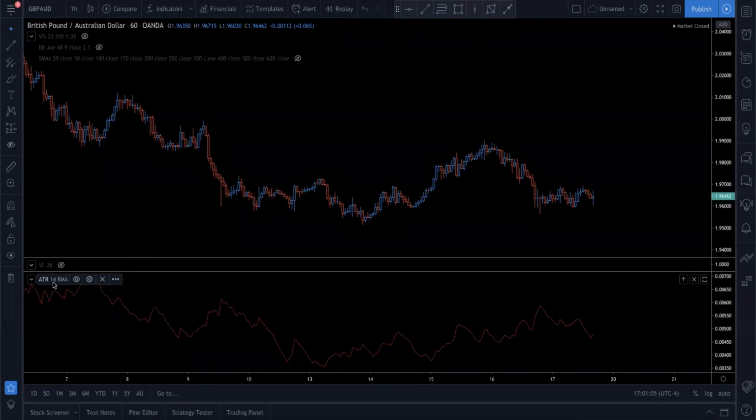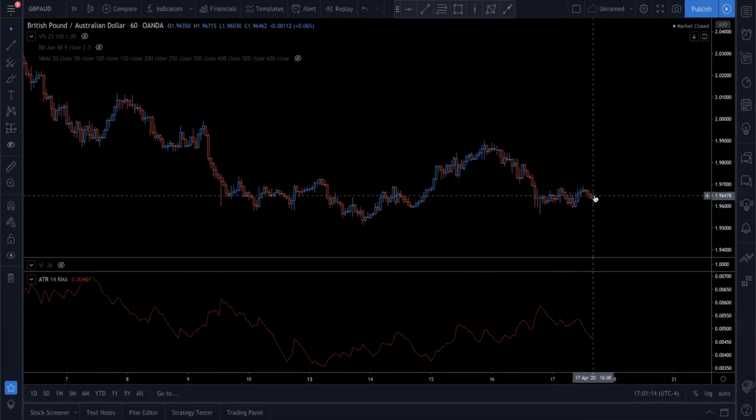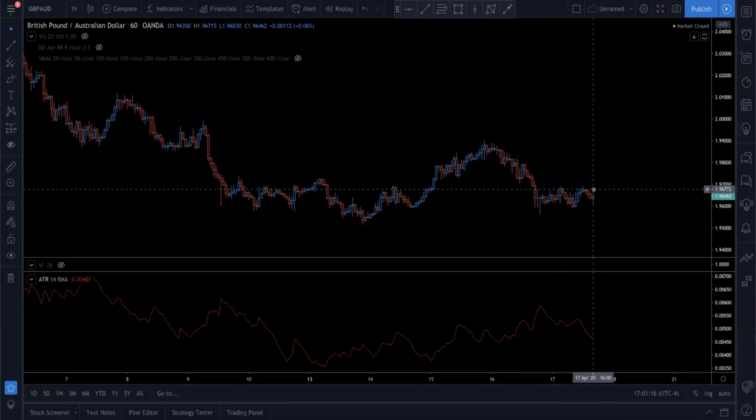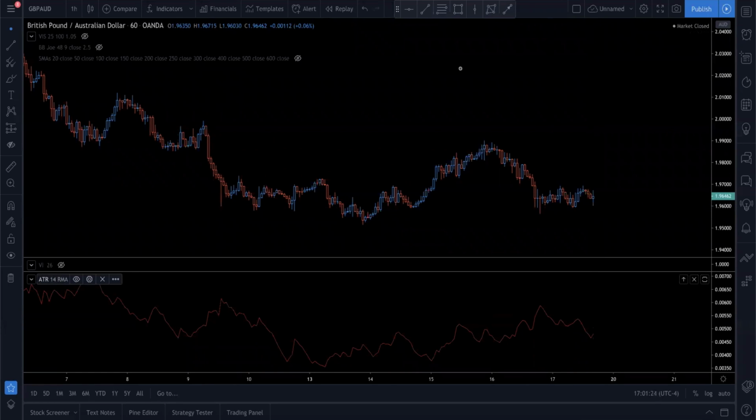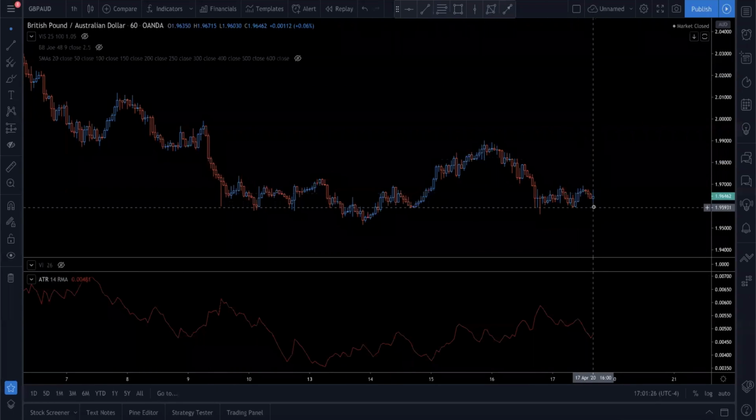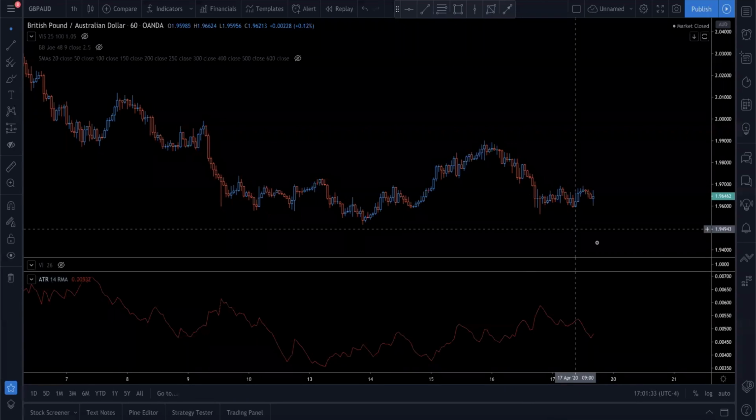So in this case, it's a 14, which is a standard setting for most oscillators. It is going to give us the average range of how much movement we had from top to bottom, from high point to low point of the life of that candle for the last 14 candles. So we're getting basically the average range from high to low of each of the last 14 candles, and that's essentially what it's given us.